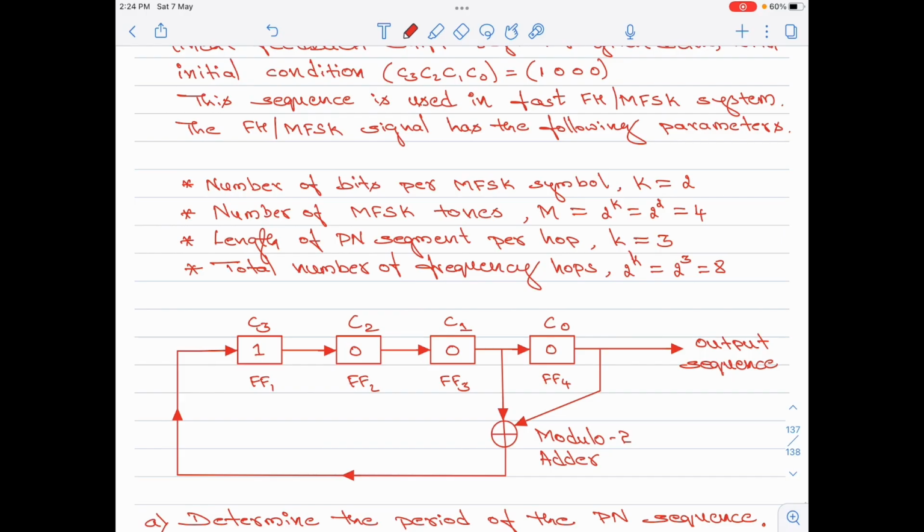Coming to the linear feedback shift register, it is a 4-stage shift register with the initial condition 1 0 0 0. Here, each of the flip-flops is named C3, C2, C1 and C0. Further, since it is a feedback shift register, a combination of C1 and C0 are added to a modulo 2 adder and is fed back as input to the shift register. Also, the contents of the flip-flop 4, which is C0, creates the output sequence.